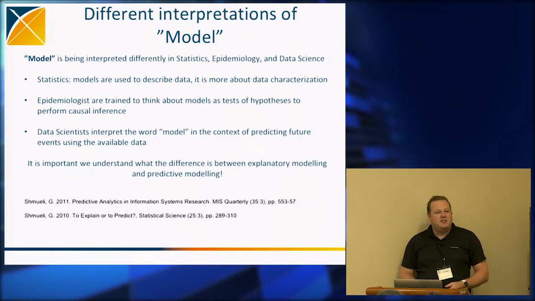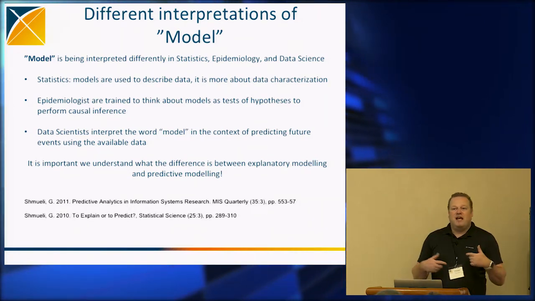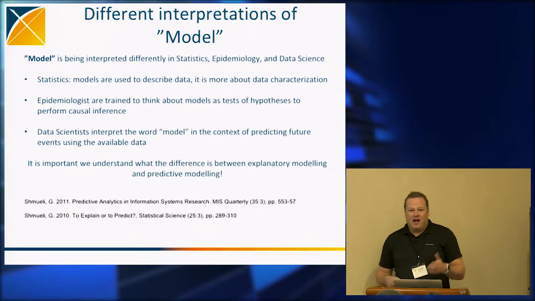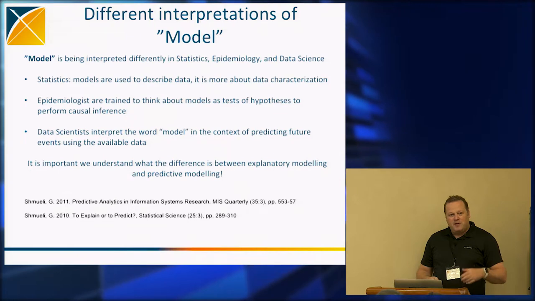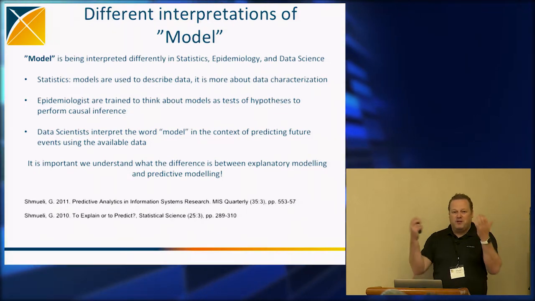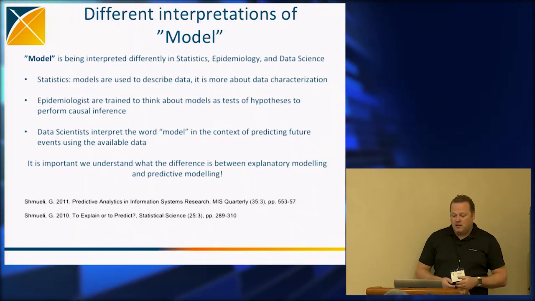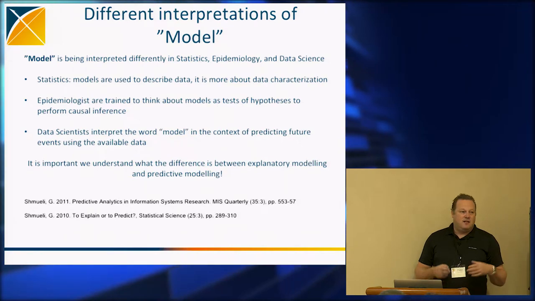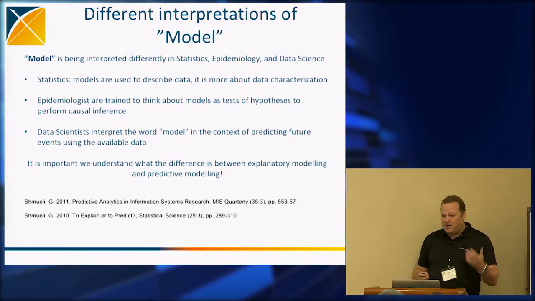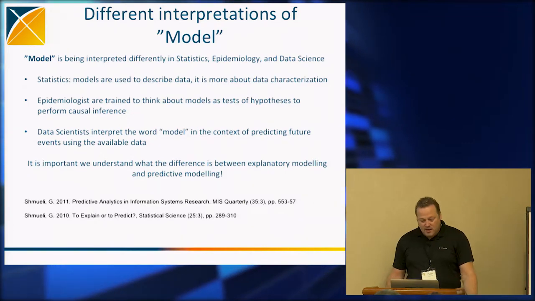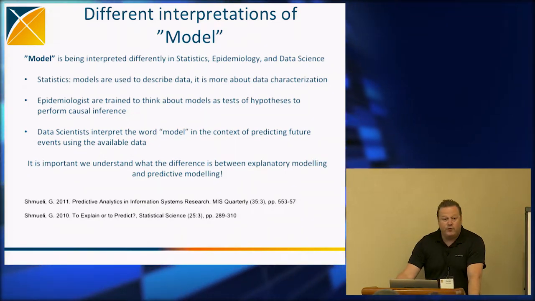An epidemiologist is really trained to think about causality, so how things are related in a causal way. So for them, a model is a causal model by definition because they are only trained to think about that. For a data scientist like me, a model is something else. For me, a model is about prediction, about using machine learning to make a prediction about the future.